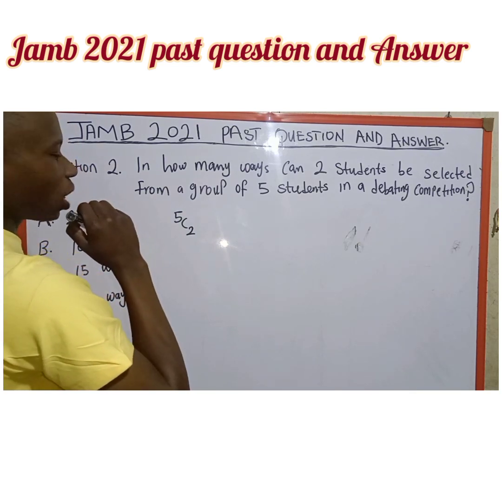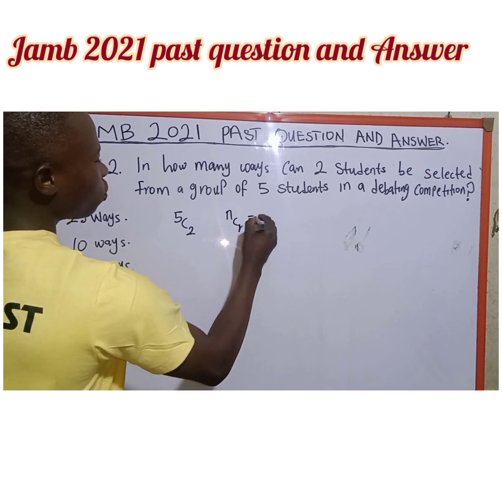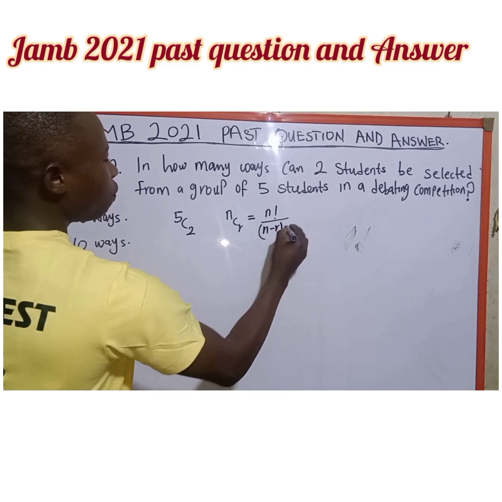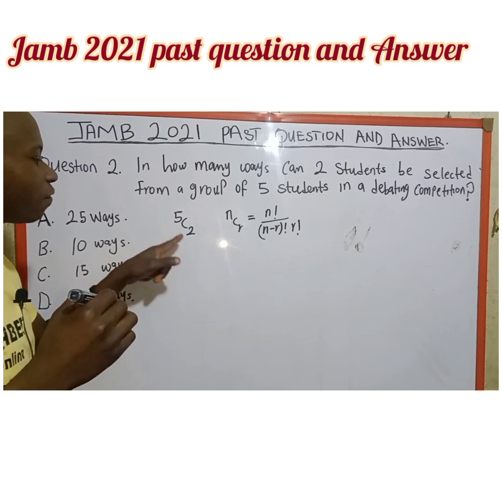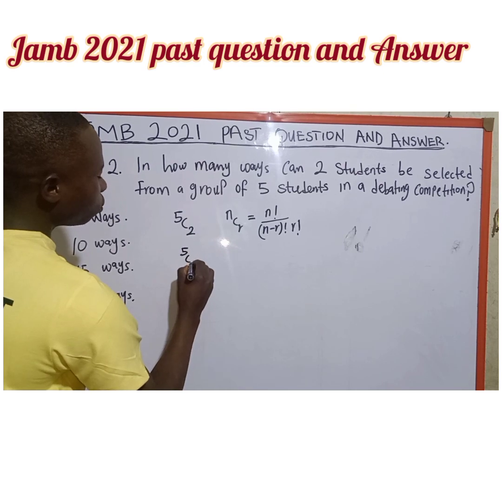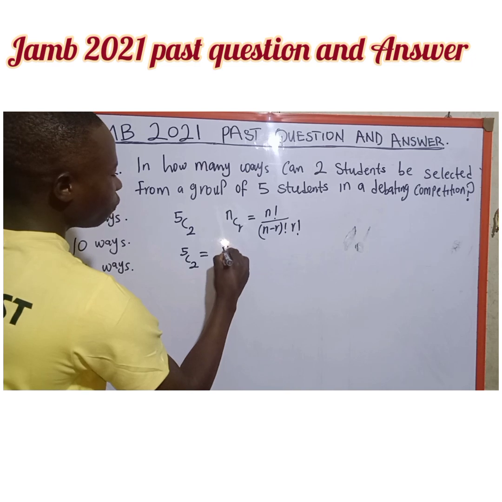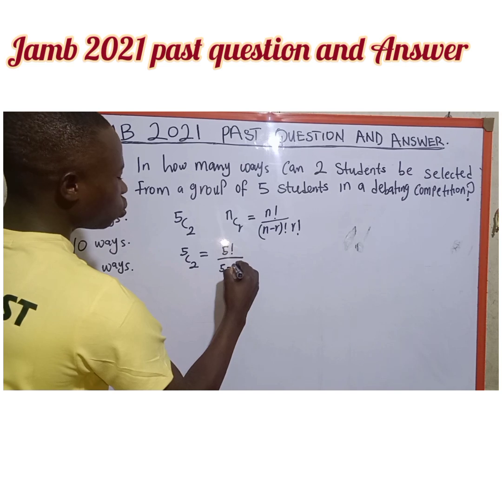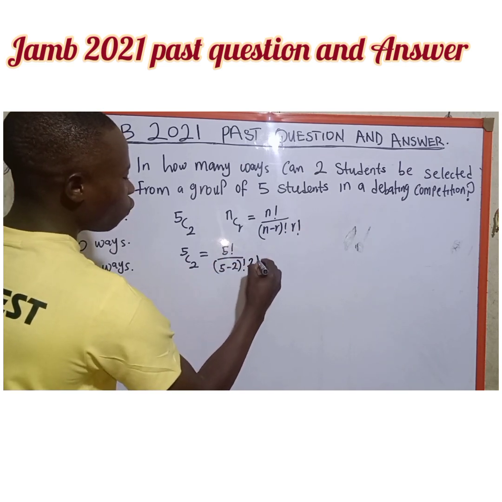And the formula used to calculate combination is given as n combination r is equal to n factorial all over n minus r factorial, then r factorial, where our n is equal to 5 and our r is 2. So we are going to have 5 combination 2 is equal to 5 factorial over 5 minus 2 factorial, then multiplied by 2 factorial.